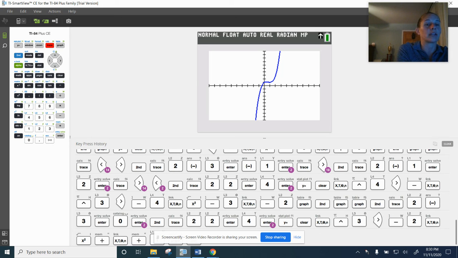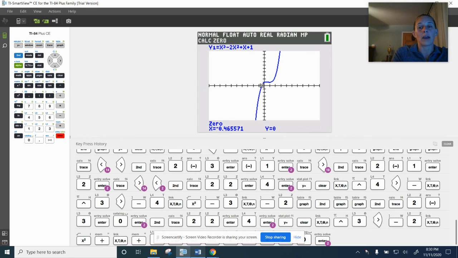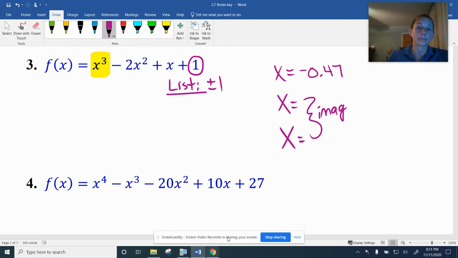So I'm going to go right to my second trace to identify that one using the second option, which is 0. I'm going to pick negative 2 as my left bound, and then 0 as my right bound, and hit enter to get that value, and it's negative 0.465, so negative 0.47. Now we know from looking at the graph that there's no other x-intercepts, and there is a curve there which tells me that there are 2 imaginary zeros or solutions, and they would have to occur in that complex conjugate pair.